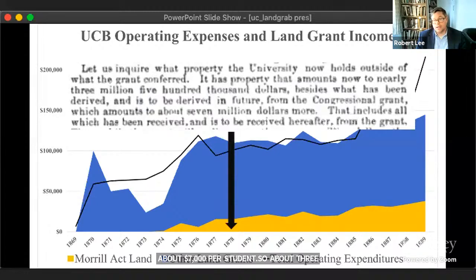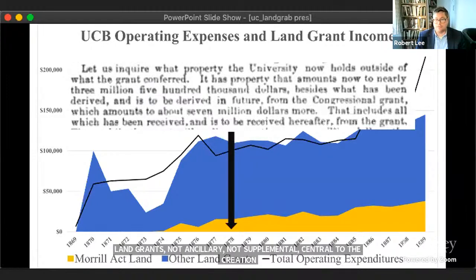And this is from land. So it gives you a sense of how central these land grants, not ancillary, not supplemental, they're central to the creation of institutions like the University of California.